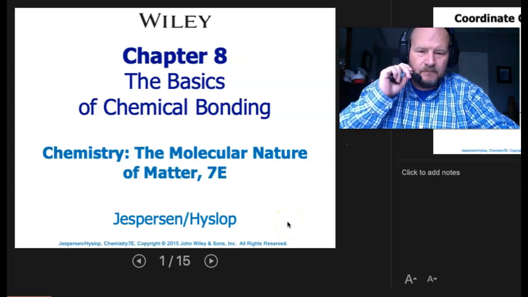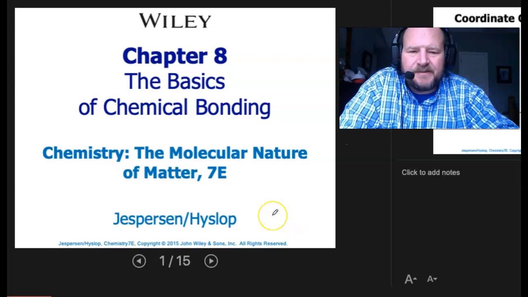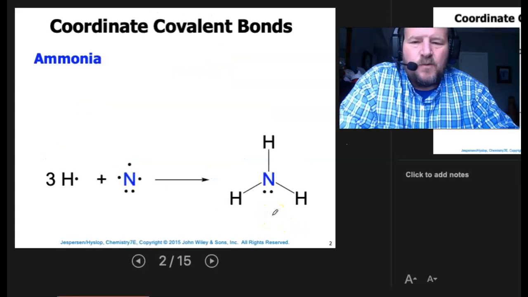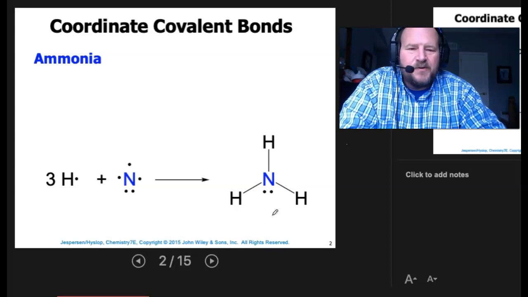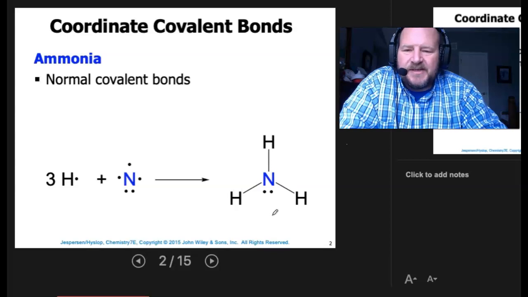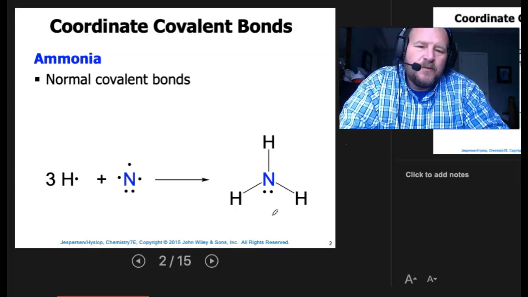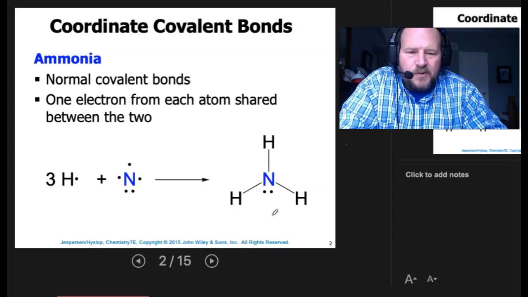Welcome to our last segment of Chapter 8, the Basics of Chemical Bonding. So we left off with this idea of a coordinate covalent bond. If we take a look at ammonia here, ammonia has normal covalent bonds. We have 3 hydrogens, each with a single electron, nitrogen willing to accept those 3 electrons, right? So 1 electron from each must be shared between the 2 atoms. And of course, we get ammonia.